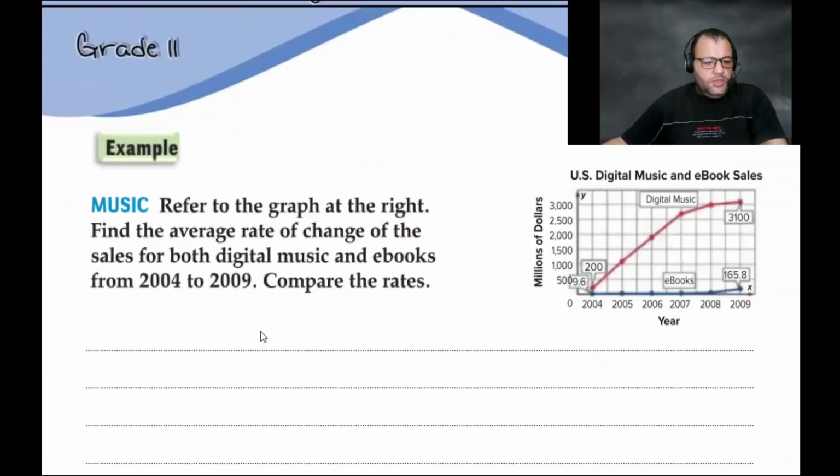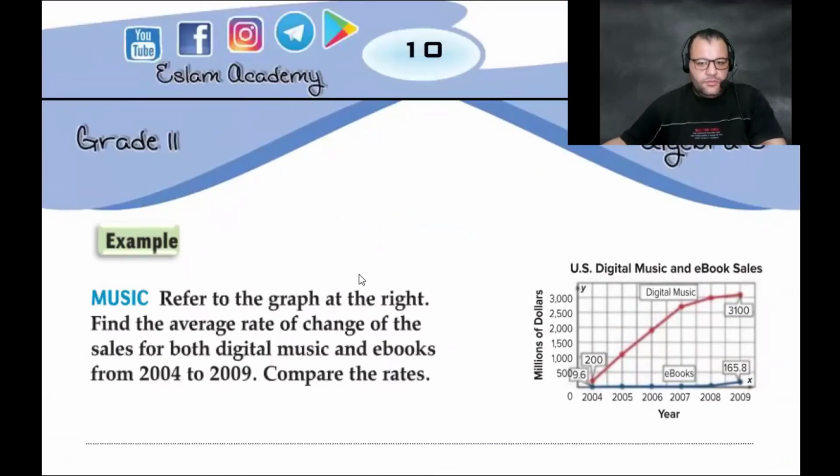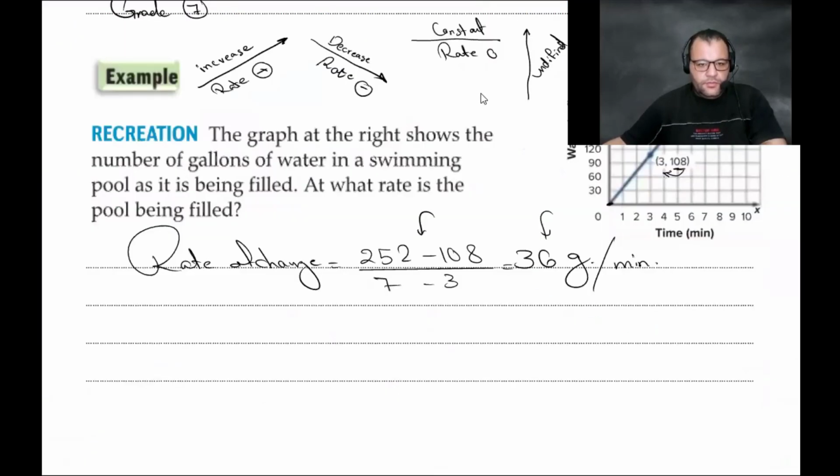So, refer to the graph at the right. We need to find the average rate of change for the sales from 2004 to 2009. Where's 2004 and 2009? Mr. Islam, can you go up for a second? This one? Yeah.